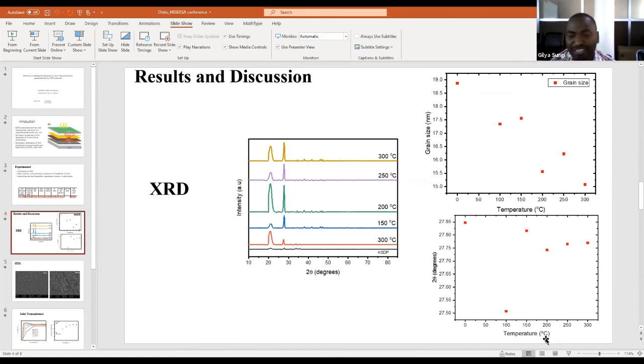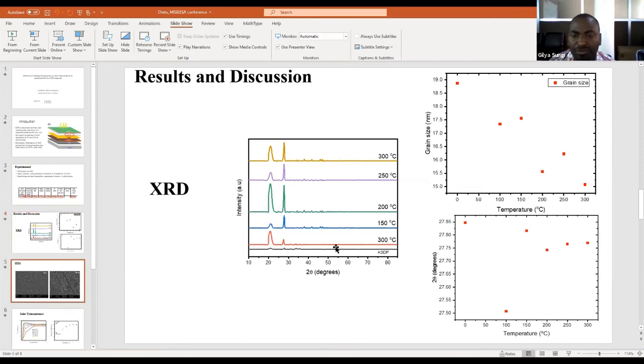Though there was no clear trend, those at lower temperature had the peak intensity at lower angles, but at higher temperature, the position of the intensity peak also increased.